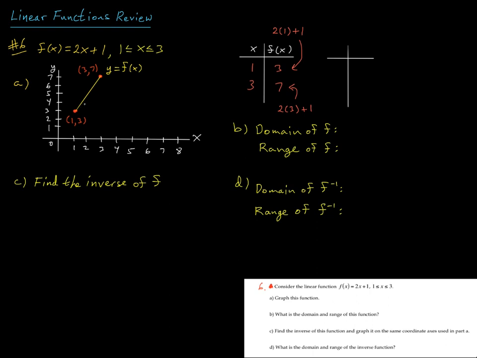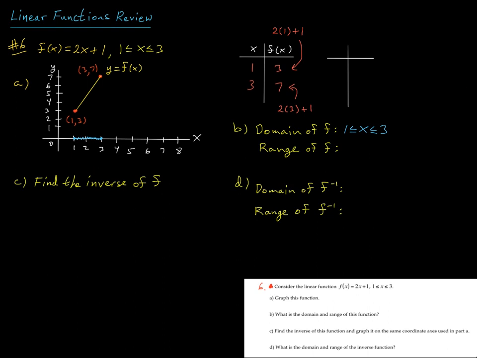Okay, so for part B, it says, what's the domain and the range of this function? Well, recall that the domain is just the set of all values for x that we can input into this function. And so given this restriction right here, the domain is the set of all x such that x is greater than or equal to 1 and less than or equal to 3. And notice here from the graph, you can see that if I project this line segment onto the x-axis, I'm going to be covering this interval from 1 to 3 right here.